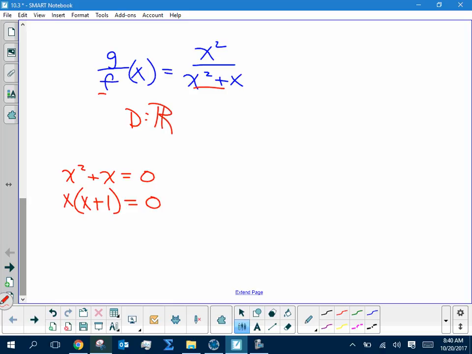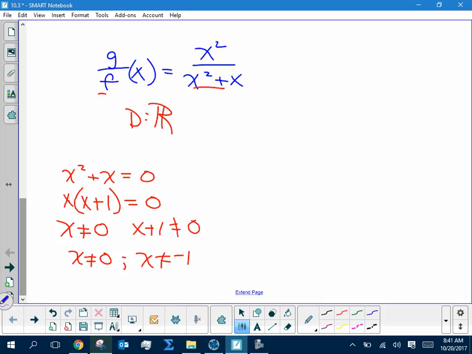Should be something like that. So in this case, x equals 0, x plus 1 equals 0, and really what we're looking for when we're done, we're going to say x cannot be those numbers. So x cannot be 0, and x cannot be negative 1.